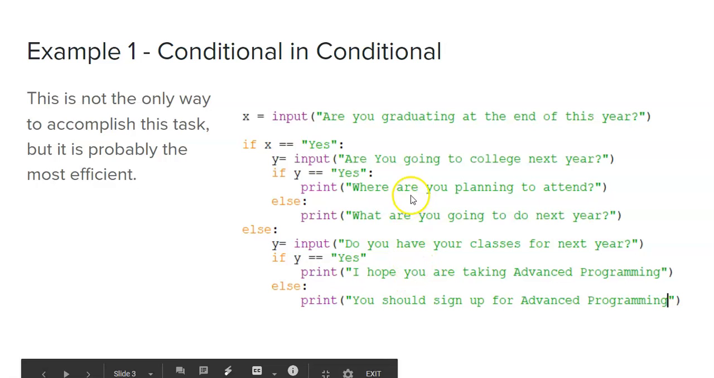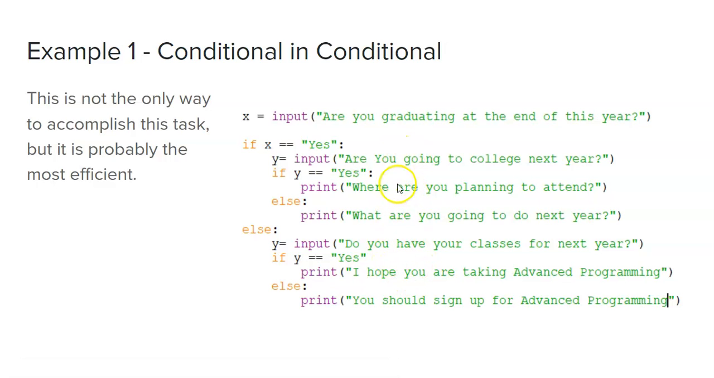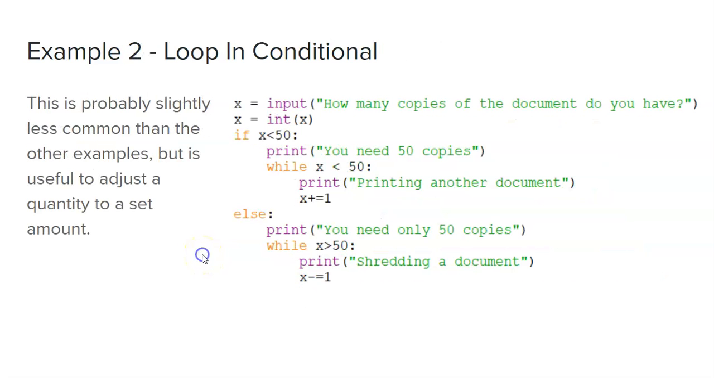So we're controlling which question to follow up with based on the answer to the first question. And then we're, within that, planning the answer based on what someone answered to the second question. Now, it could get awkward if we tried to do this in another way, because we'd have to ask, are you graduating at the end of this year? Are you going to college next year? Do you have your classes for next year? You'd have to ask all three questions if you didn't have this conditional inside of a conditional.